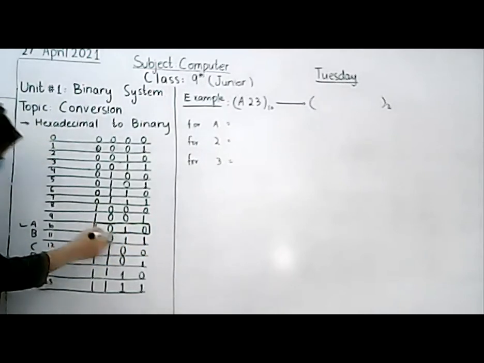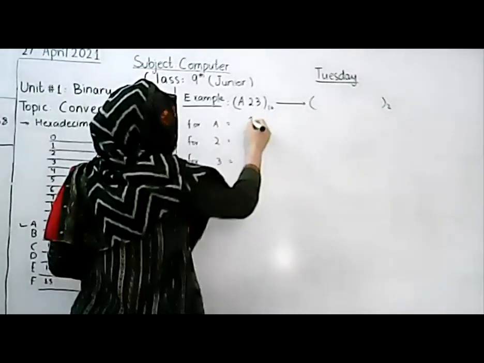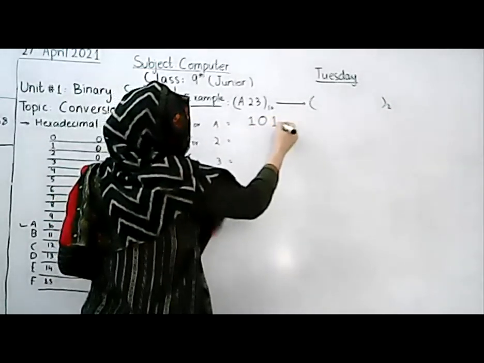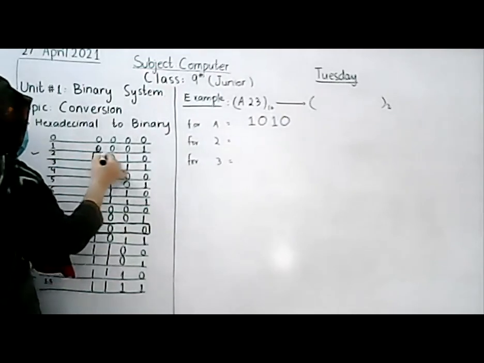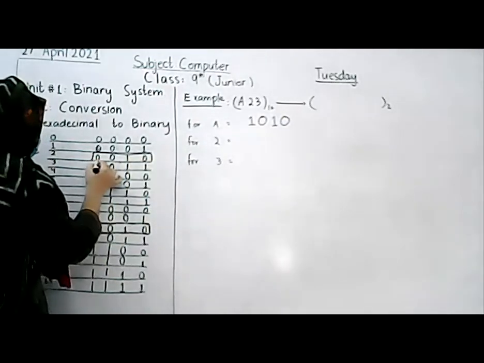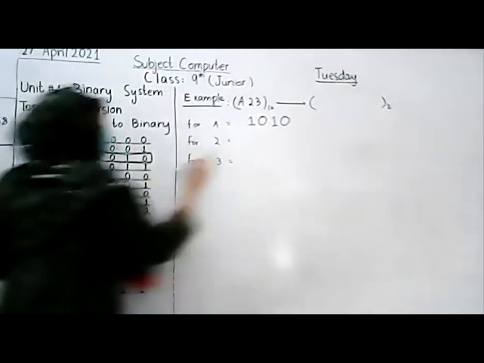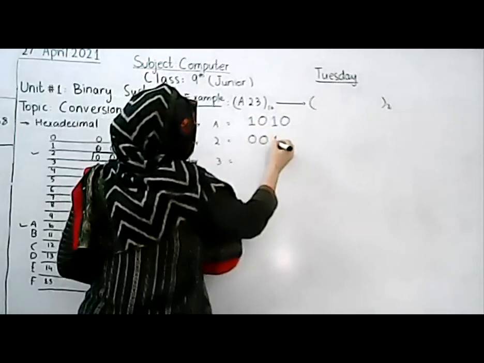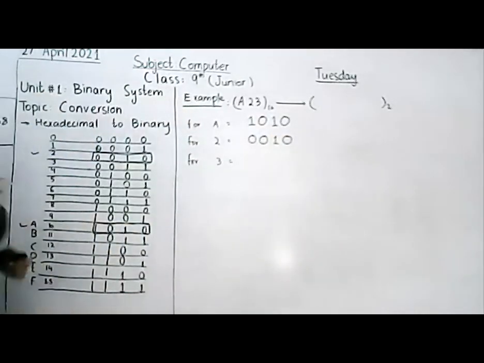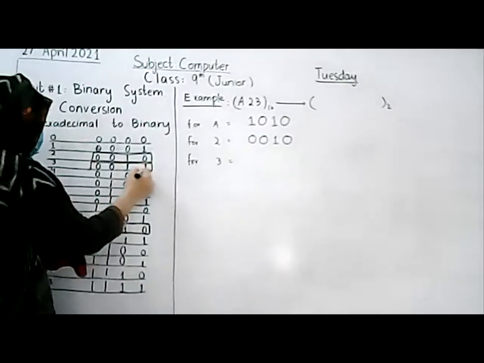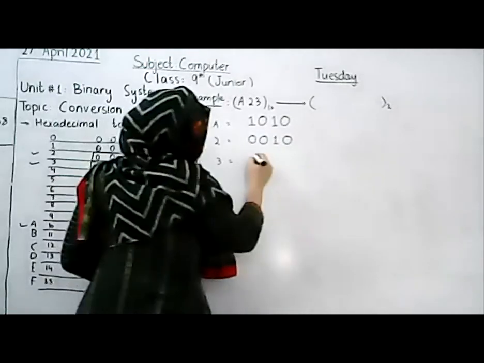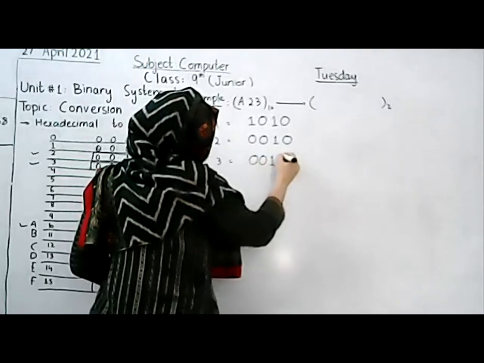Here is A, and we will go for this value, which is 1010. I'm just writing it down here, 1010. Then we will go for the 2. Here is the 2, and you can get 0010. Right? And now we'll go for the 3. Here is the 3, 0011, right? So I'm writing it down here, 0011.